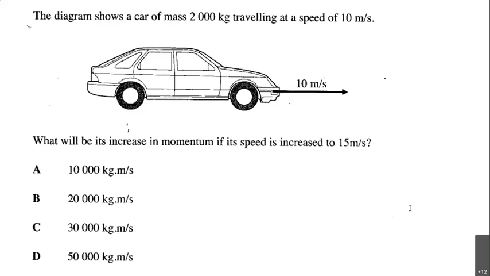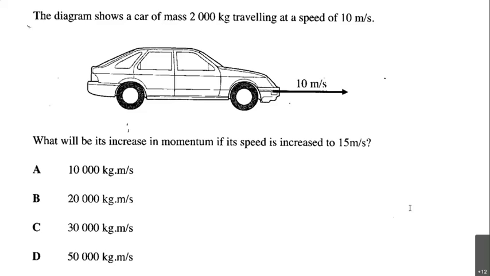Okay, so first I calculated the first momentum. So I did 2000 times 10, and then I calculated the second one, so that was 2000 times 50. And then my answer for the second one was C. But then it says what was the increase in momentum? So I'm guessing we're supposed to subtract the two values, so then it'd be 8. Awesome. Couldn't have said it better.